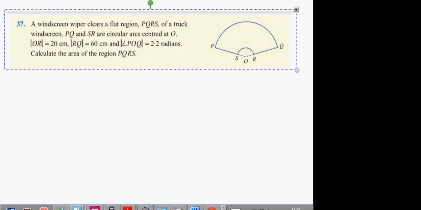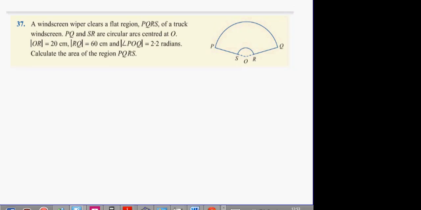Now, the windscreen wiper clears a flat region PQRS of a truck windscreen. PQ and SR are circular arcs at center O. OR is 20. RQ is 60. And POQ is 2.2 radians. Calculate the area of the region PQRS. What I'm going to do first and foremost is a red region, which is here.